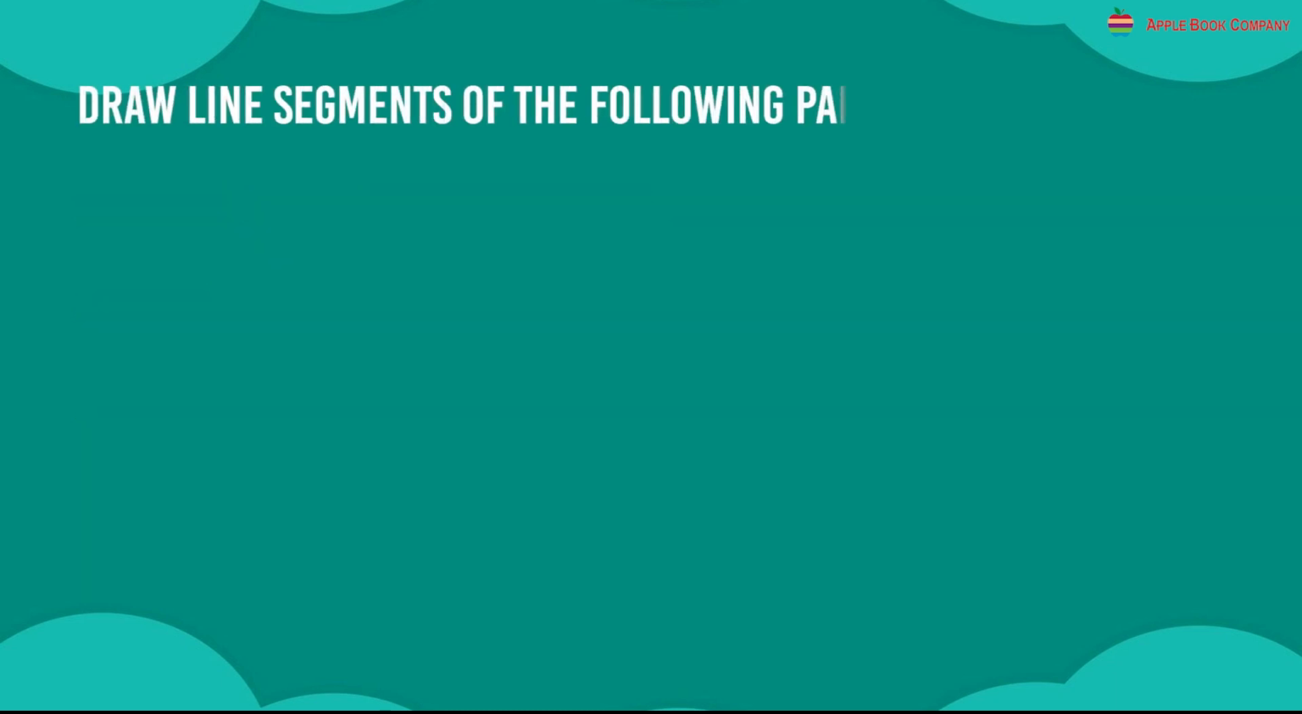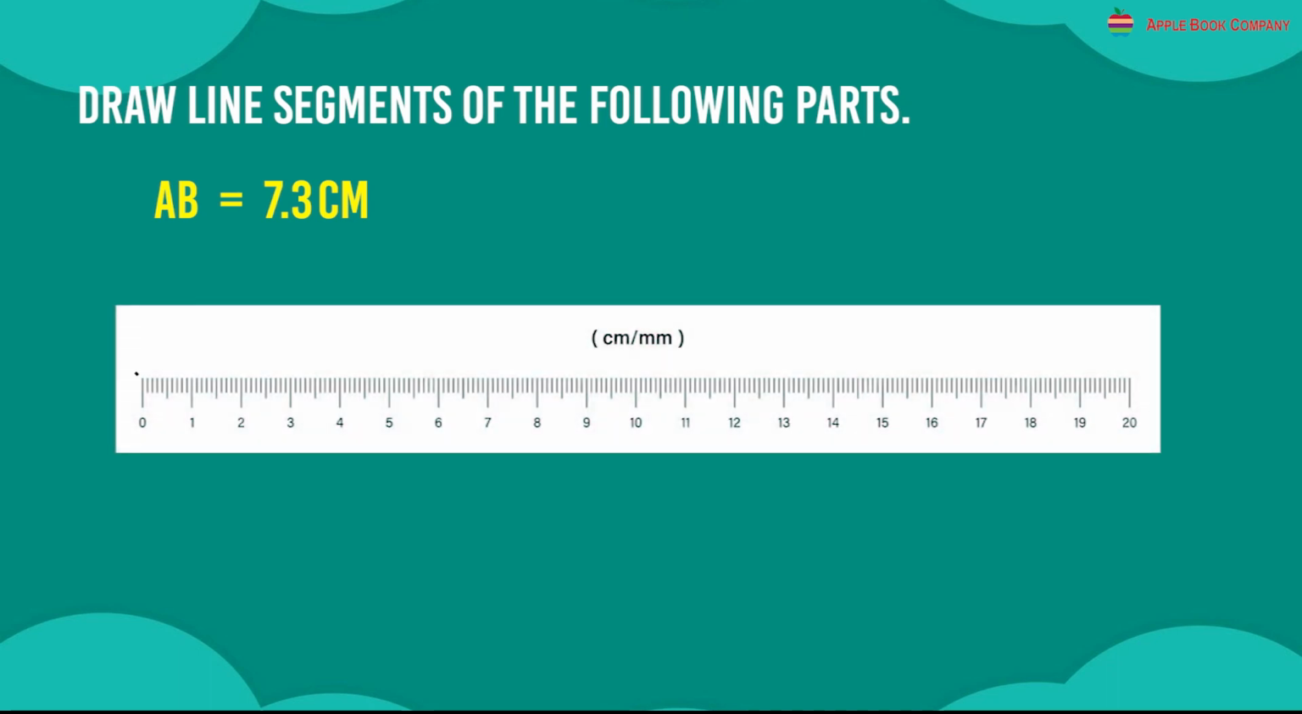Next one. Draw line segments of the following parts. AB is 7.3 cm. Take a pencil and start marking from 0 to 7.3 cm and draw a line. Next question. Draw a circle with center O and radius 4.8 cm. Draw a radius and a diameter. Name them and write their lengths.